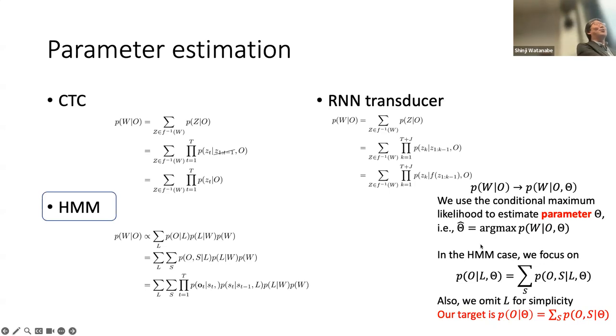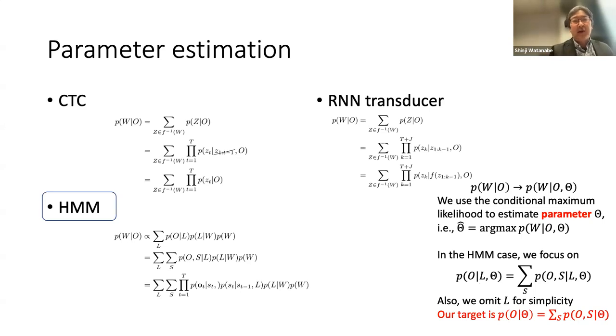Another important note is that we will focus on the acoustic modeling part, P(O given L). But if we carry the condition L every time, we have too many redundant equations. So in this lecture, we omit the condition of L, the phoneme sequence, just for simplicity. Always remember that this HMM equation is given the phoneme sequence, but we omit it for the simplicity of the equations.